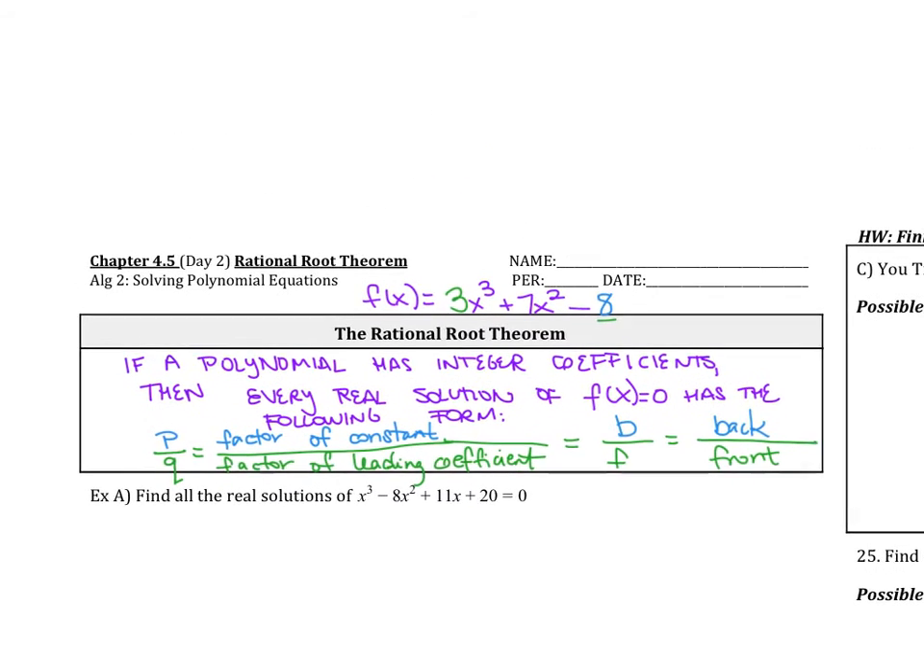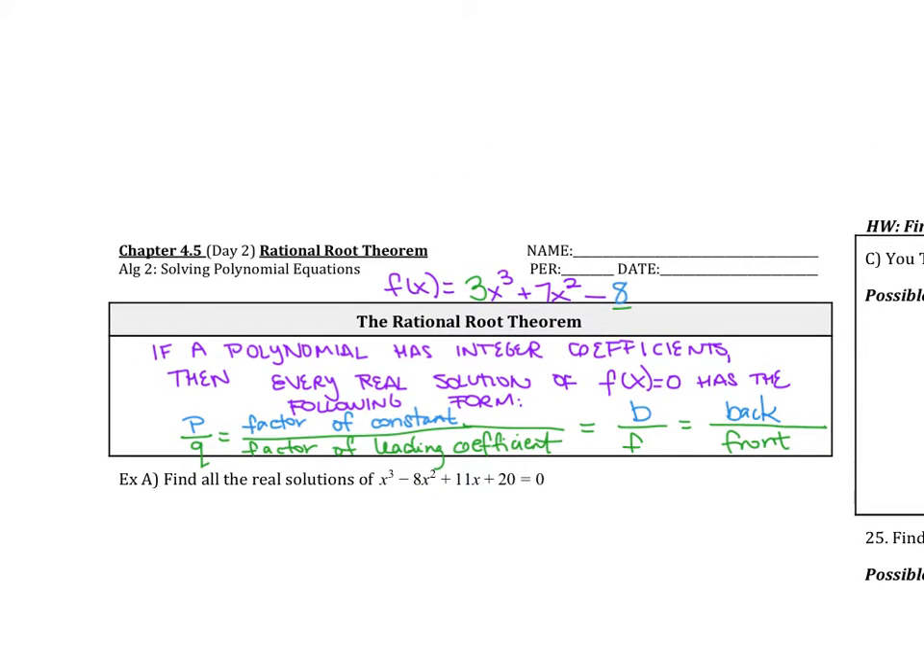Let's just do that 3x cubed plus 7x squared minus 8. And we want to write all the possible roots, all the possible solutions that we could have if this was our polynomial. And so it's back over front. So if I have 8 over 3, what I want are factors of 8. Factors of 8 are 1 times 8, and then 2 times 4, and those are the factors of 8. The factors of 3 are 1 times 3.